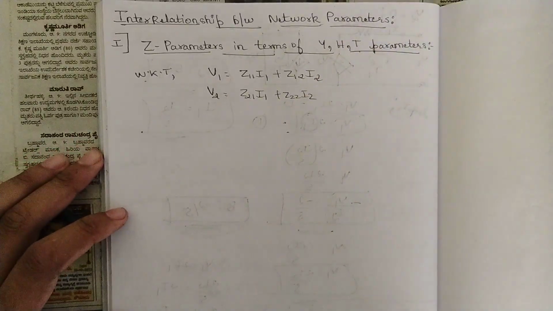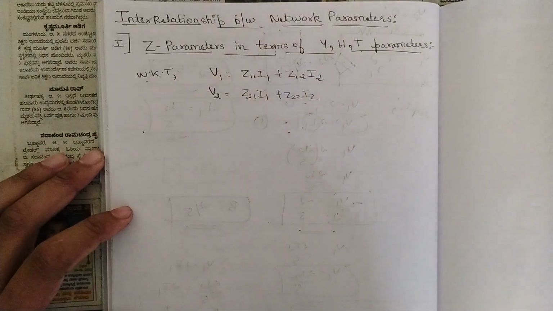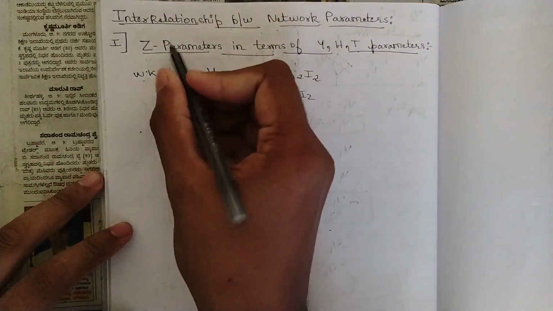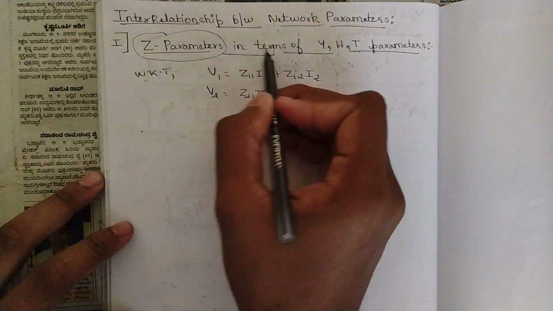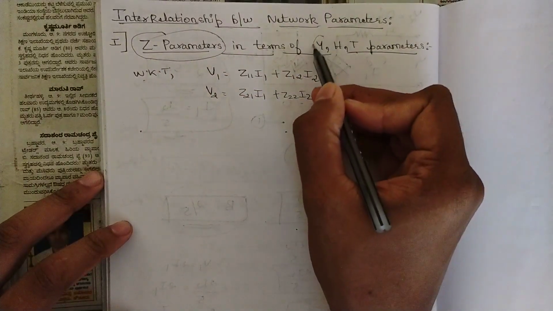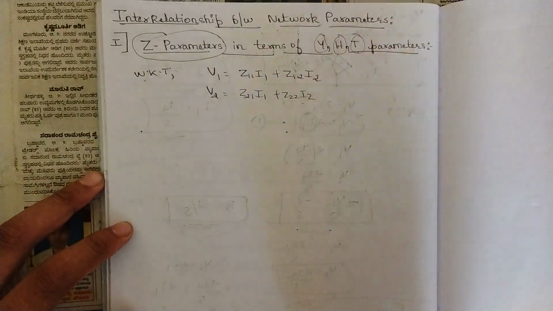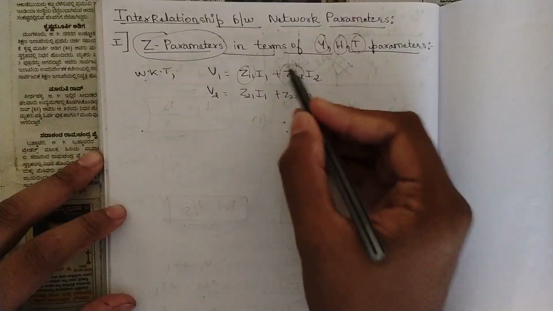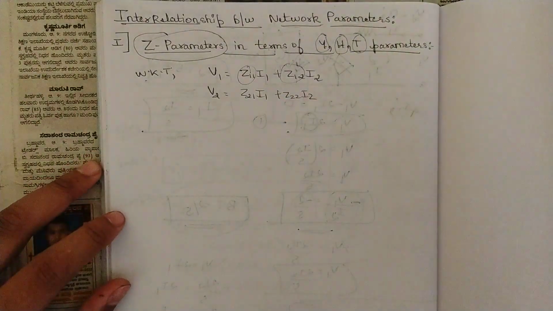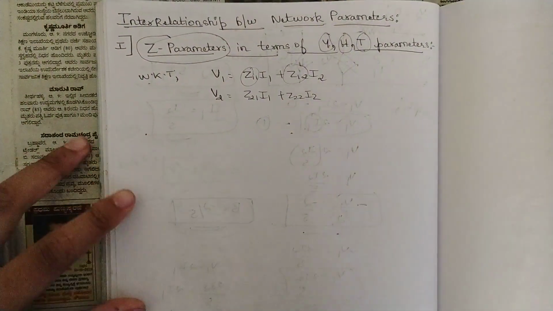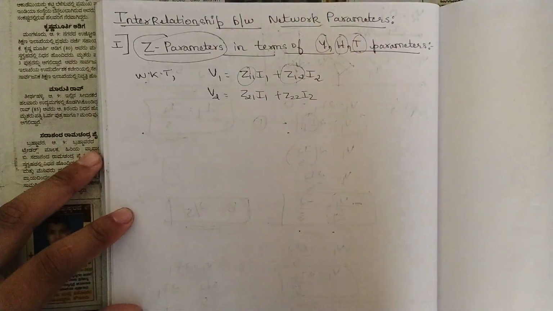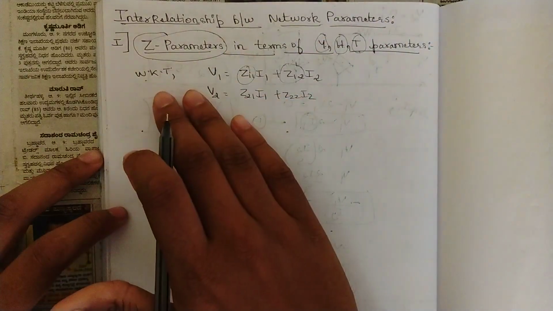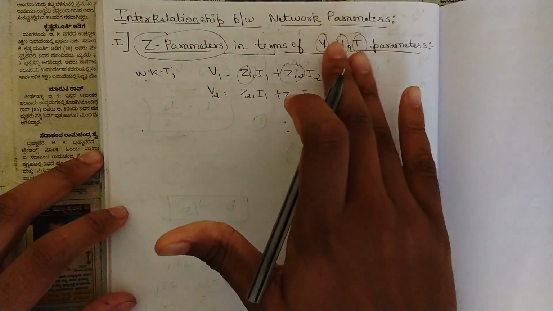I'm going to take 4 different sessions for that, and this is the first session. In this session I'm going to discuss Z parameters in terms of the other 3 parameters, that is Y, H and T parameters, giving the equations of the Z parameters in terms of Y, H and T. This is very important. One question would be fixed, where they would ask you to convert Z parameters in terms of any other parameters.